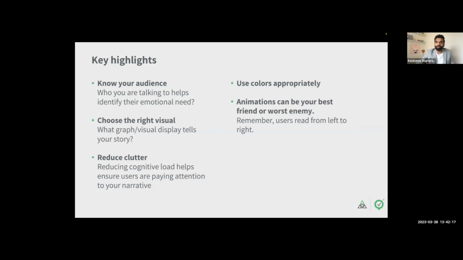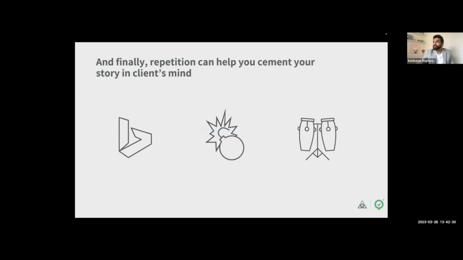If you don't know what to do with colors, what I do is I make everything gray and start and say, what insight do I want to tell? And start to pick out those insights and really turn them into bright green, right? And finally, Bing Bang Bongo, because repetition can help you really cement your stories in the client's mind.